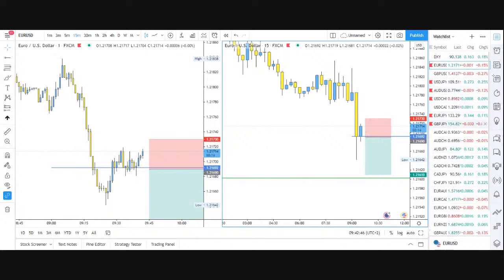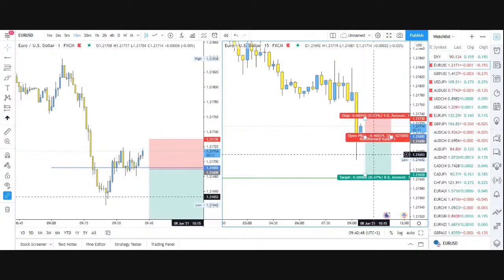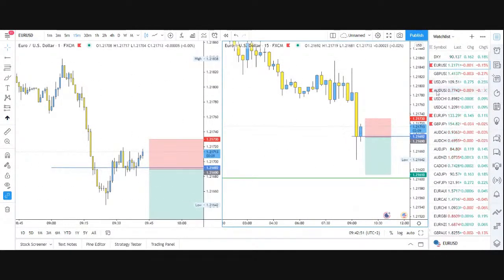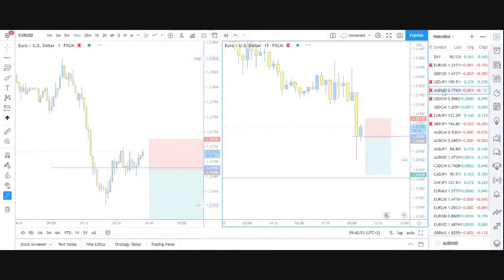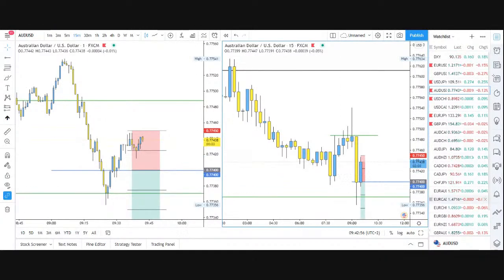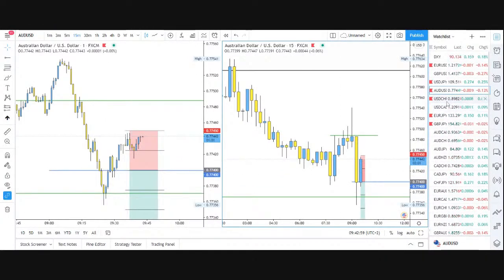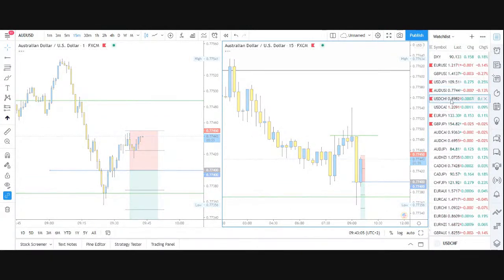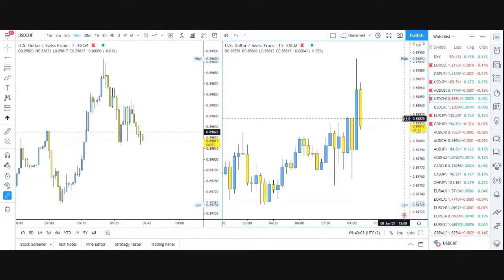Okay, it doesn't seem like any of these are actually gonna put me in. I'm not in this one. I just put it there. AUD doesn't seem like it's gonna put me in the next 2 minutes. Even if it does, there's not gonna be momentum just going to the downside. USD CHF doesn't look like it's gonna do anything.